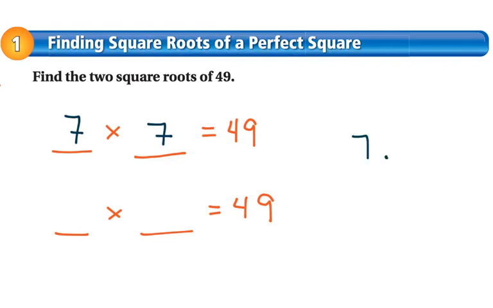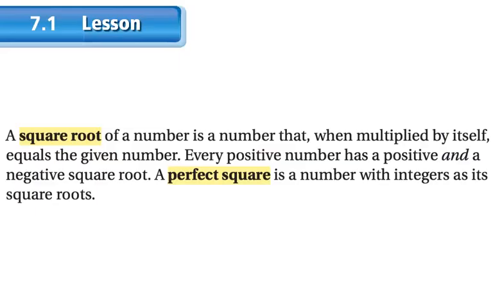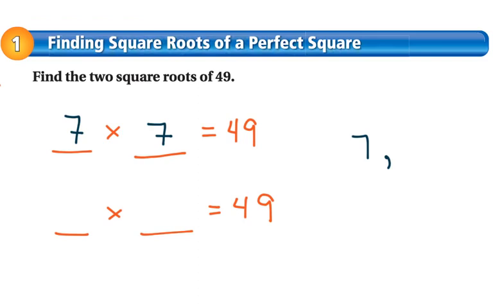But there's a second one as well, and that goes back to our definition from the last slide. A square root is a number that when multiplied by itself is the given number, but every positive number has both a positive and a negative square root. So if 7 is one of the square roots, then it makes sense that negative 7 is our other square root. That should make sense because a negative times a negative makes a positive, so it's okay that this is positive 49, and 7 times 7 is 49. So the two square roots of 49 are positive 7 and negative 7.